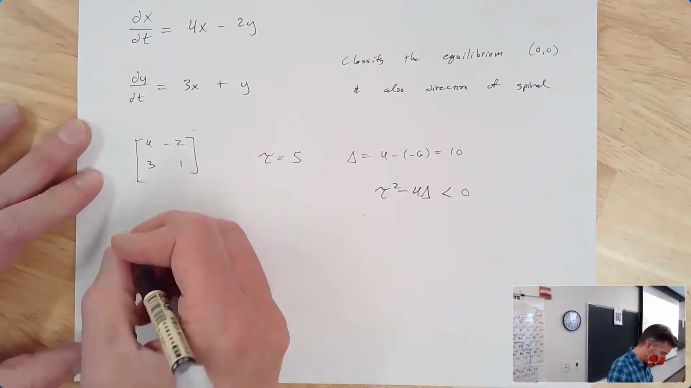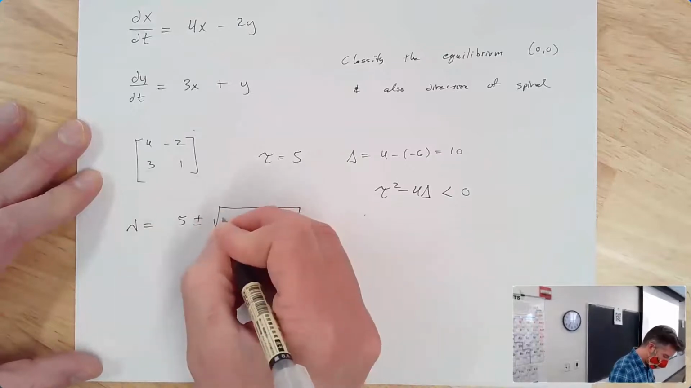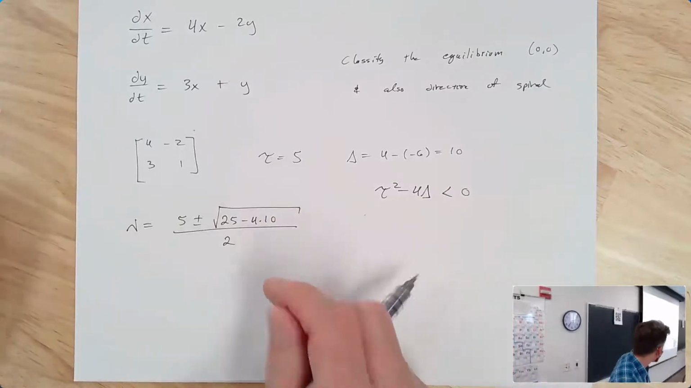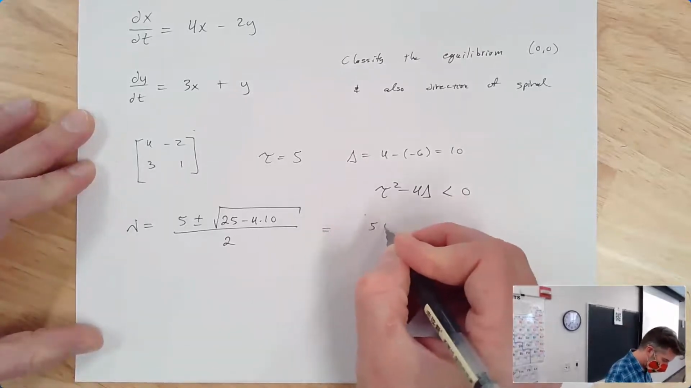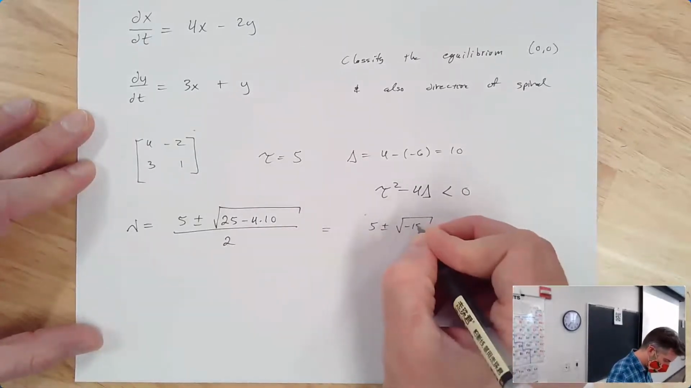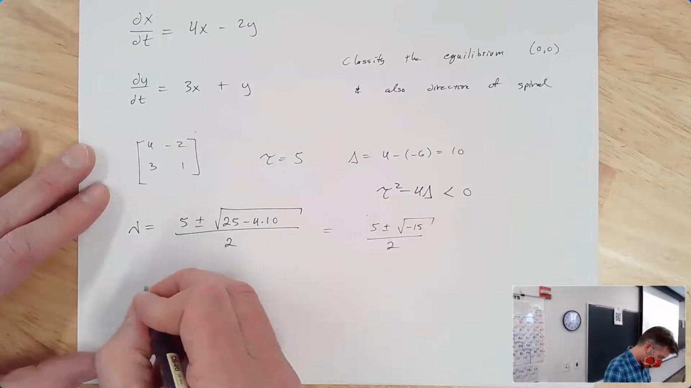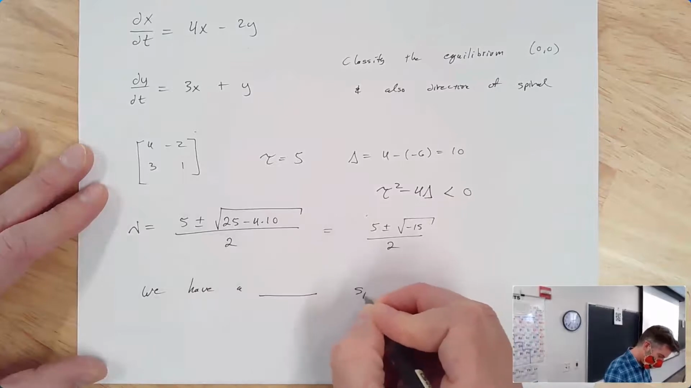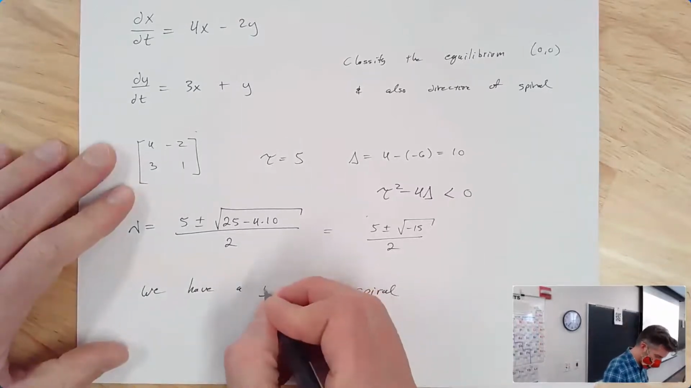So here are my eigenvalues. It's going to be 5 plus or minus the square root of 25 minus 4 times 10 all over 2. And I don't particularly care what they are. I just care that they're both imaginary. So I'm getting 5 plus or minus the square root of negative 15 over 2. All right, so we definitely have a spiral. Stable or unstable? Unstable, because our trace is positive.